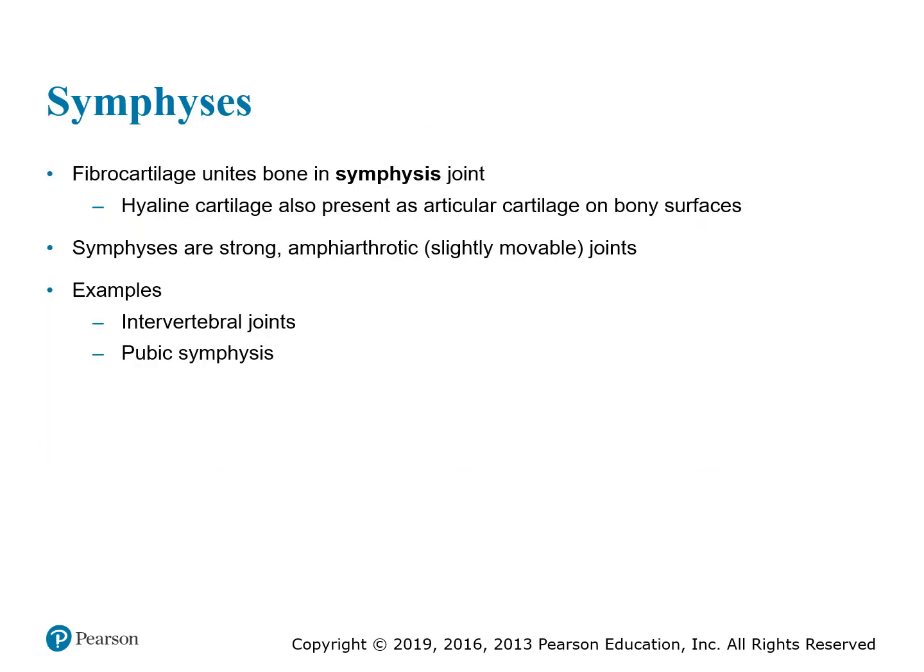Symphysis is a fibrocartilage joint that unites the bone in the symphysis joint. Hyaline cartilage is also present as articular cartilage on bony surfaces. Symphyses are strong, amphiarthrotic, meaning slightly movable joints. Examples of symphyses would be our intervertebral joints and our pubic symphysis.